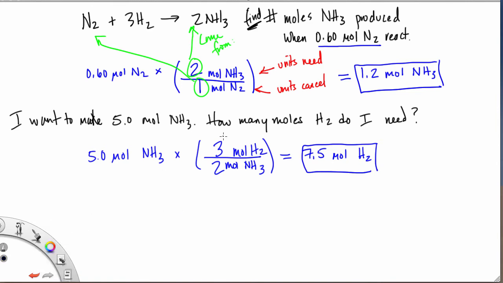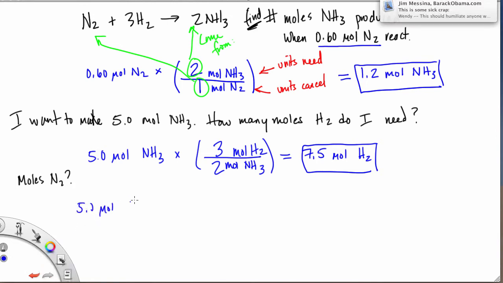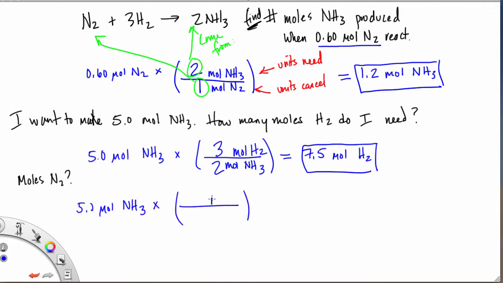Okay, let's say I wanted to find out how many moles of nitrogen I would need, given the same circumstance. So again, I'm starting out with 5 moles of ammonia. How many moles of nitrogen do I need? That goes on the top of my conversion factor. Moles of ammonia goes on the bottom. I look up here, there's 1 mole of nitrogen for every 2 moles of ammonia. So my problem becomes 5 times 1 over 2, or 5 divided by 2, which is 2.5 moles of nitrogen.